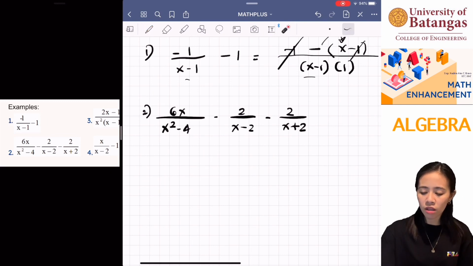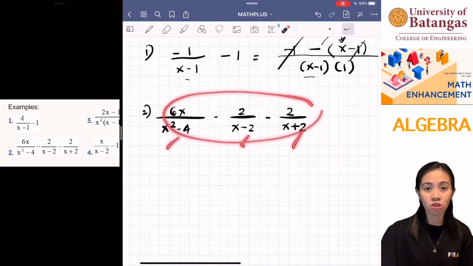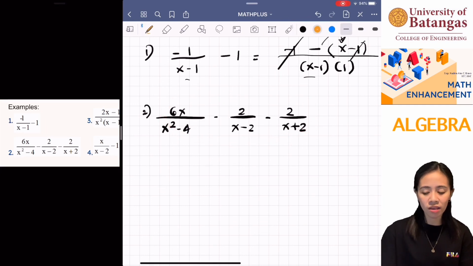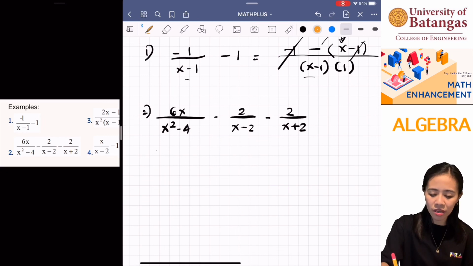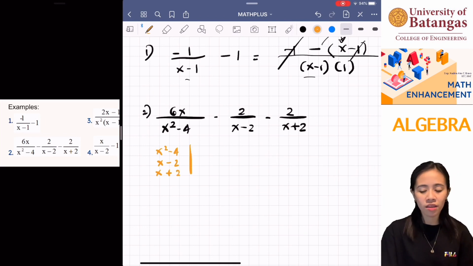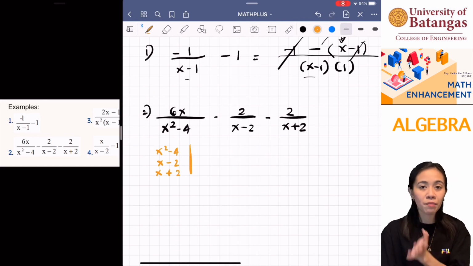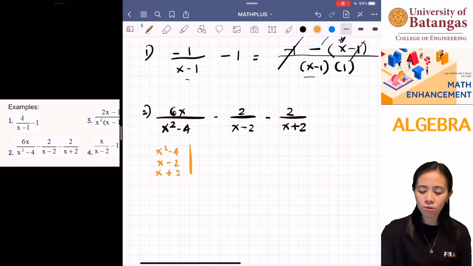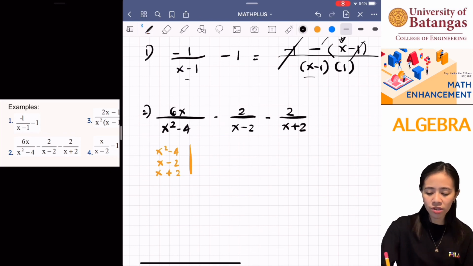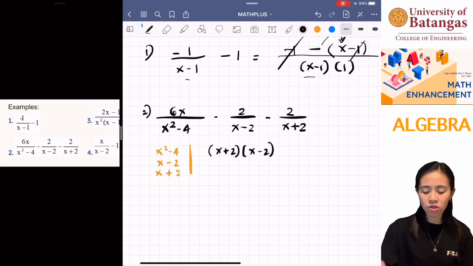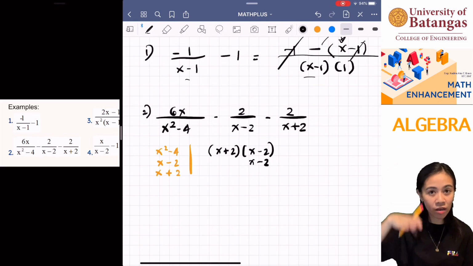So, obviously, itong tatlong fraction na to, they all have different denominators. What you can do with that is, list down all the denominators as x squared minus 4. I have x minus 2. The other one is x plus 2. And then, factor them out. Factor each of them. So, yung x squared minus 4 ko, this is a difference of squares. So, that would be x plus 2 tsaka x minus 2. Ang second denominator ko is already a prime factor. It's x minus 2. So, hinilera ko lang sa kaparehas.